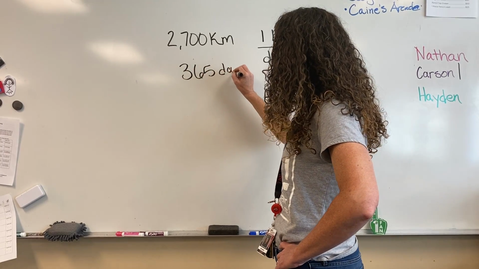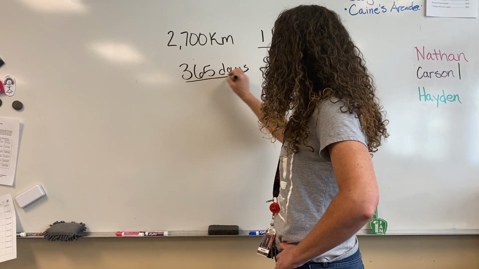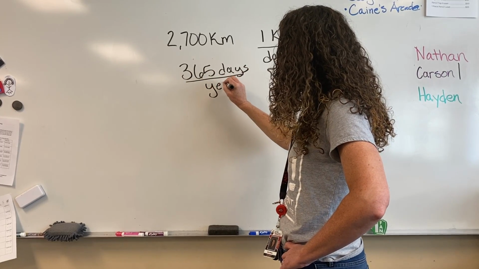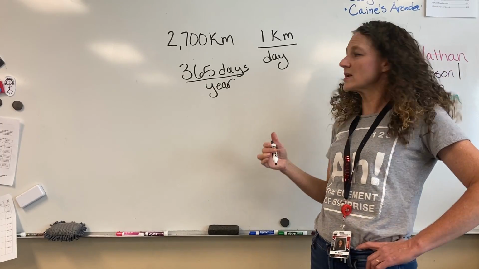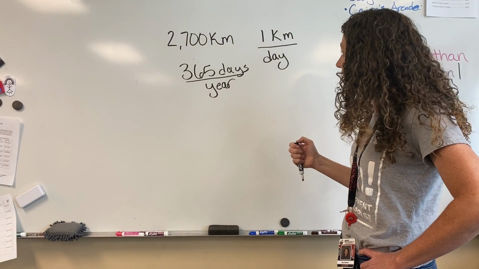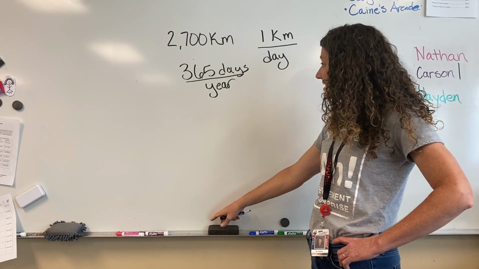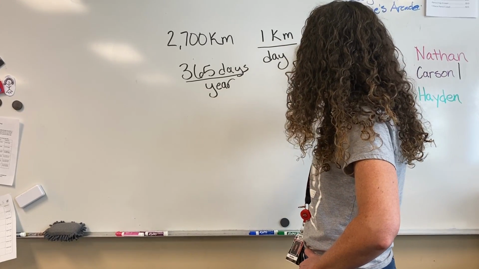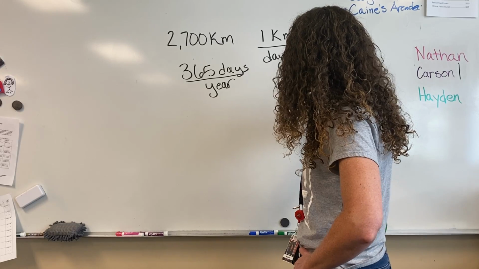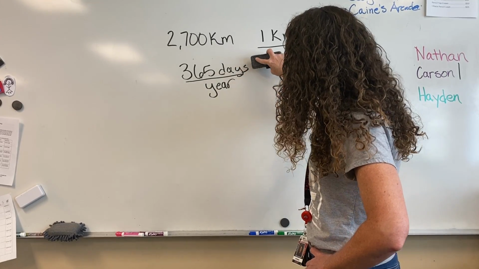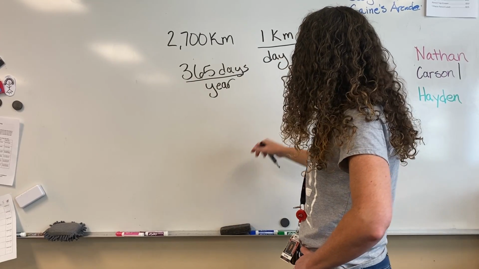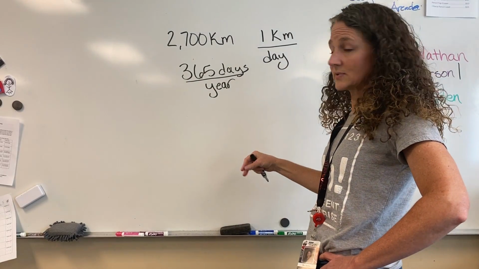365 days. How do people remember how many days are in a year? I don't know, it's just something that I remember. There's 365 days per year. So how many years will it take us to run 2,700 kilometers? About 7. About 7.